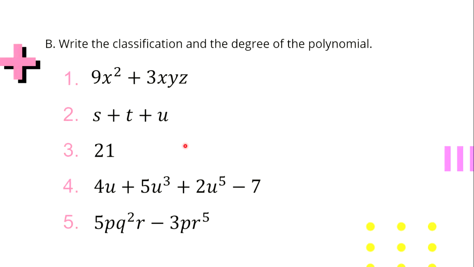Second, we have another 5 items. You have to write the classification of these polynomials, either monomial, binomial, trinomial, or multinomial, and the degree of the polynomial. Thank you for listening.